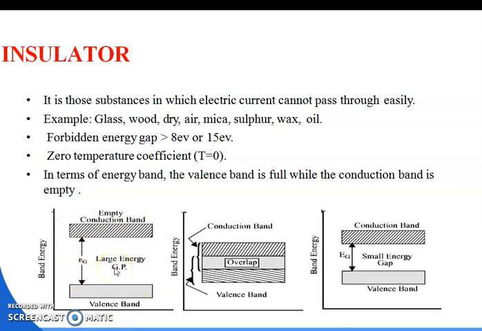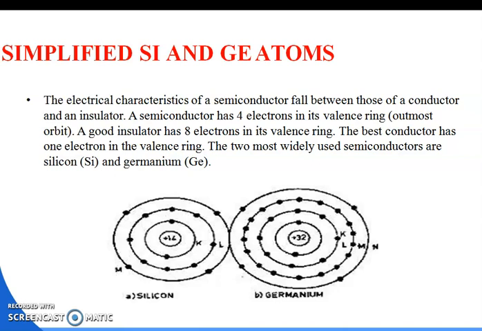So next, the simplified silicon and germanium atom. Before knowing about the atom, we should know the octet rule. Octet rule means 2, 8. Like we know the octet rule.